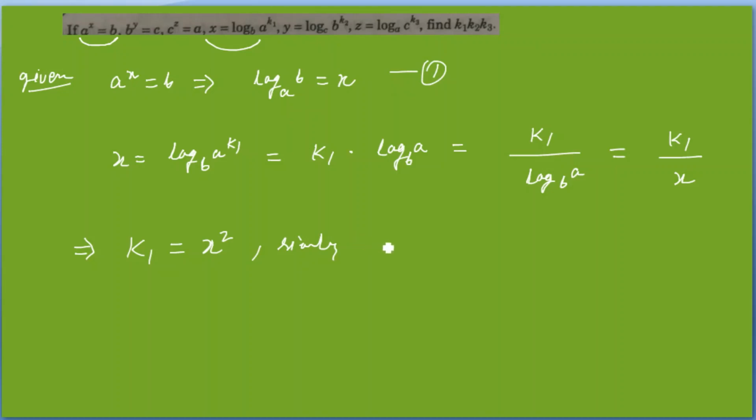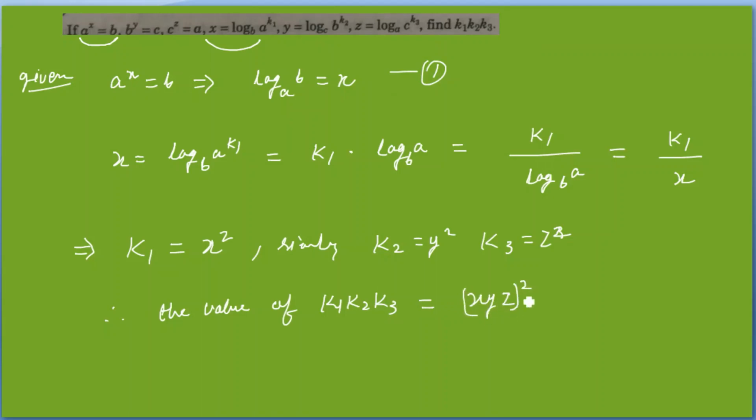and similarly we can write k2 equal to y square, k3 equal to z square. Hence the value of k1, k2, k3 is equal to x, y, z whole square. This is simple question. Now coming to next question, it is logarithmic equation.